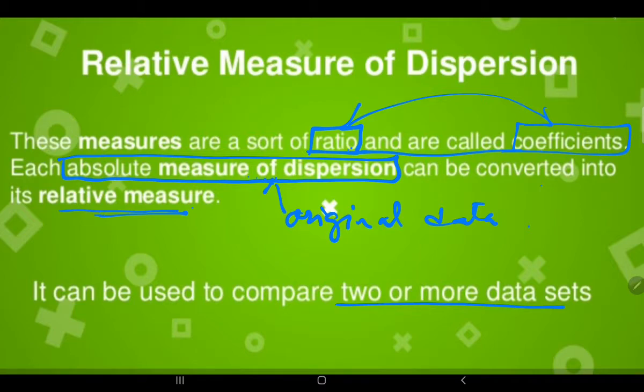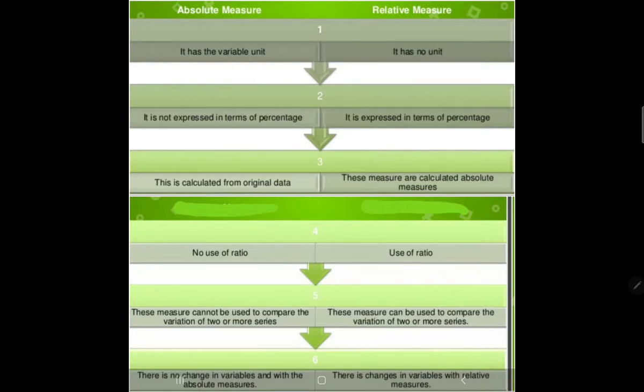I will also show a table for the difference between the relative measures and absolute measures of dispersion. This is the difference between the absolute measures and relative measures. As I told you before, absolute measures have variable units and relative measures have no unit.